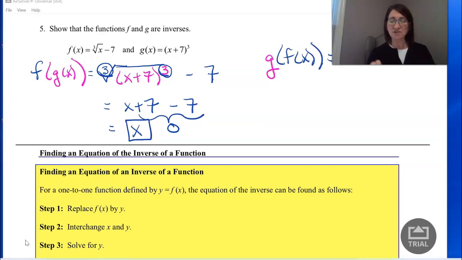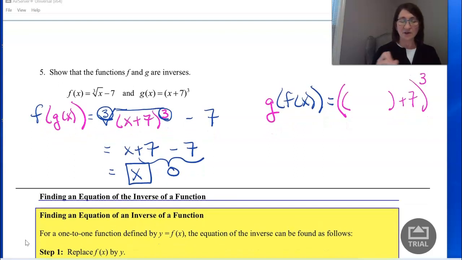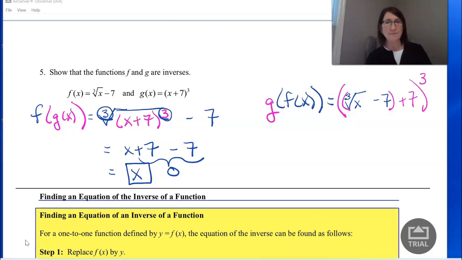Okay, so g is my foundation. And so that is going to be, I'm going to put my parentheses, and then inside leave open parentheses, put plus 7, and then cubed. Inside those parentheses, let me drop in that f function, which is going to be the cube root of x minus 7. So that minus 7 is outside of the radical.